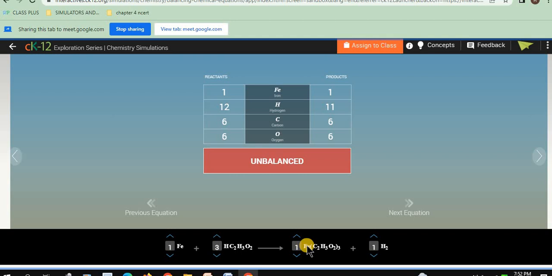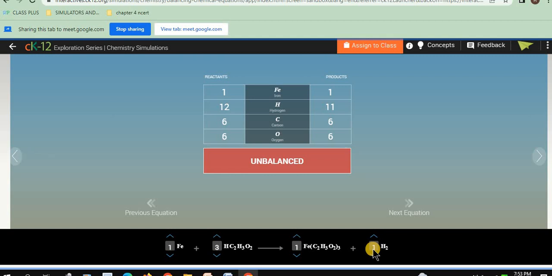Now, how many iron on the right hand side? 1. Here also 1. How many hydrogen? This 3H there, balance 3H left. Put it to 6. So here you cannot make 1. You have to write 3 by 2. Is 3 by 2 okay? Tell me. 3 by 2 into 2 is 3 only, no? Yes, sir.